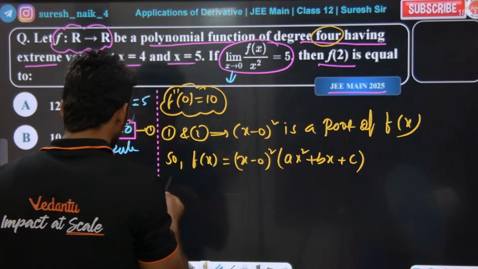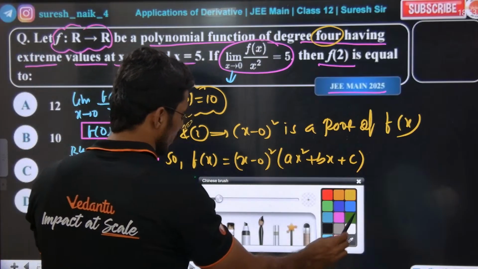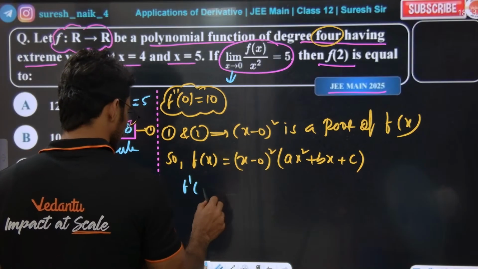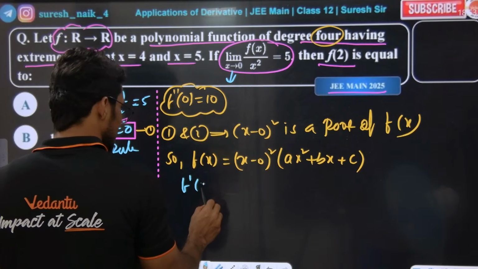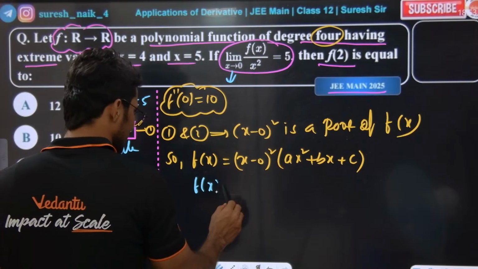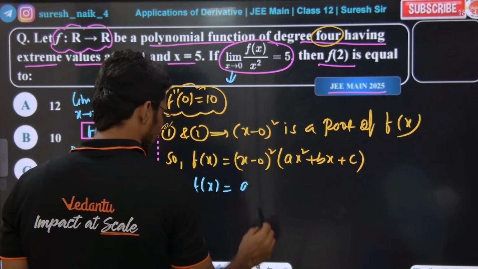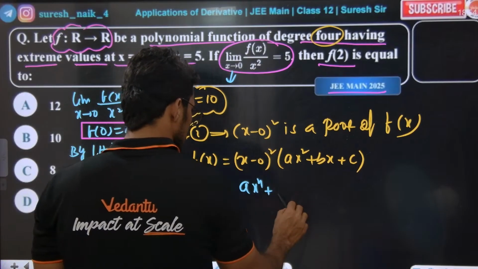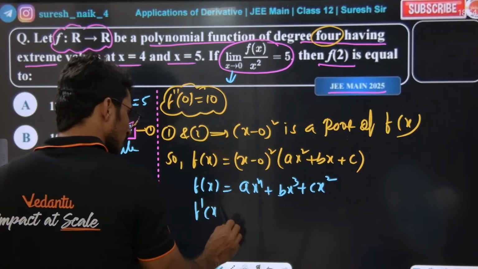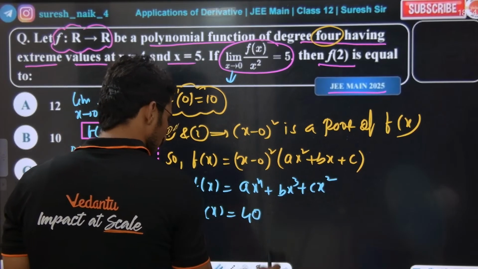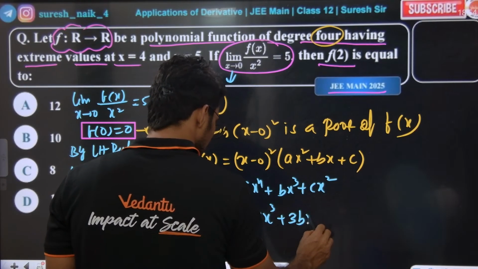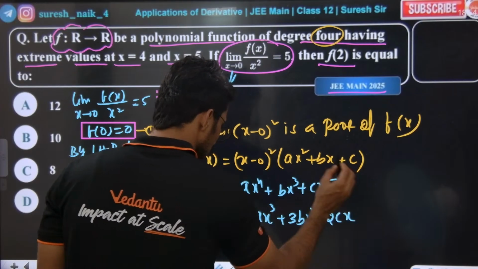Now with f of 0 and f dash of 0 we can find the unknowns. Let's rewrite f of x: ax to the power of 4 plus bx cube plus cx square. Now f dash of x is going to be 4ax cube plus 3bx square plus 2cx.